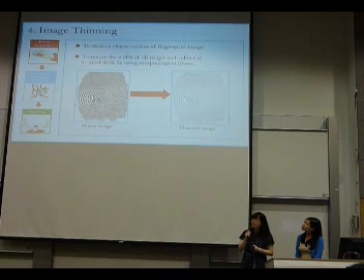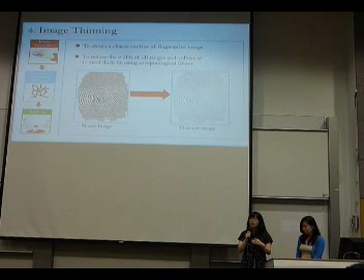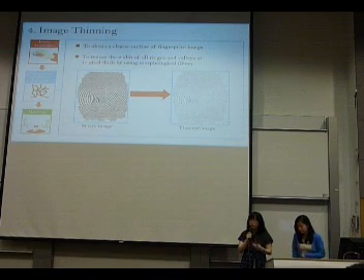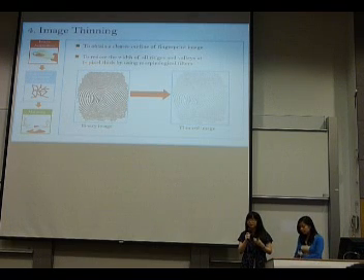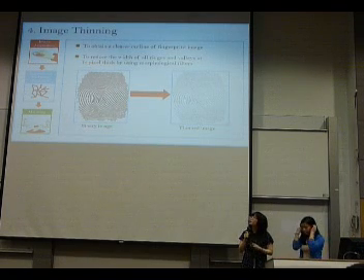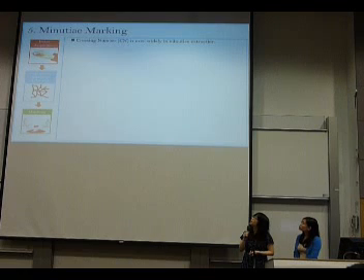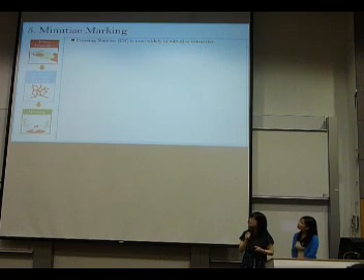Then after that, we have to thin the image in order to eliminate the redundant pixels, so that all the ridges and the valleys will be 1 pixel thick in the end. And the final and the most important step here is minutiae marking.